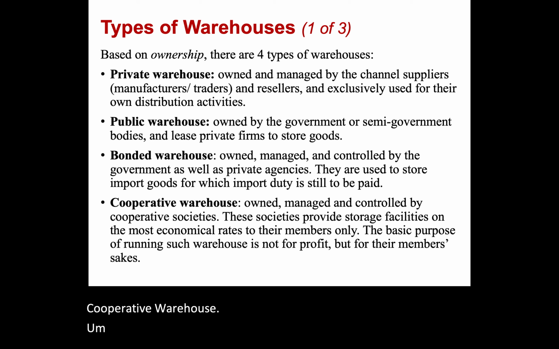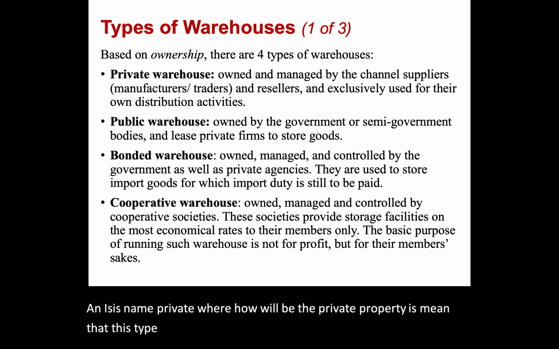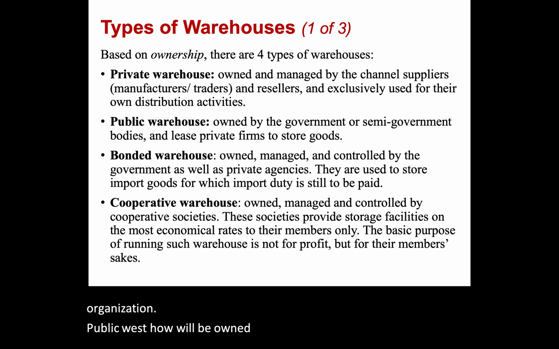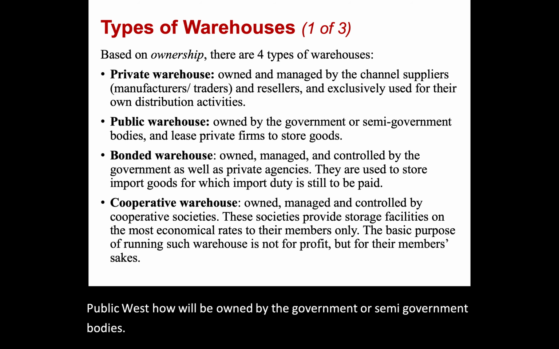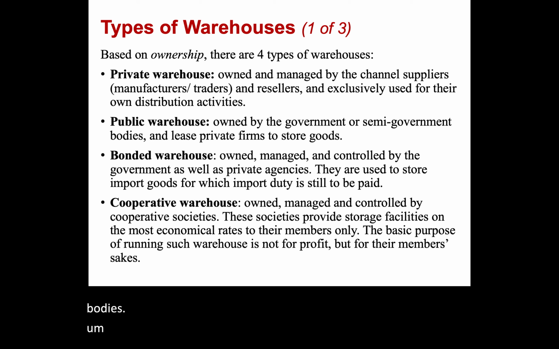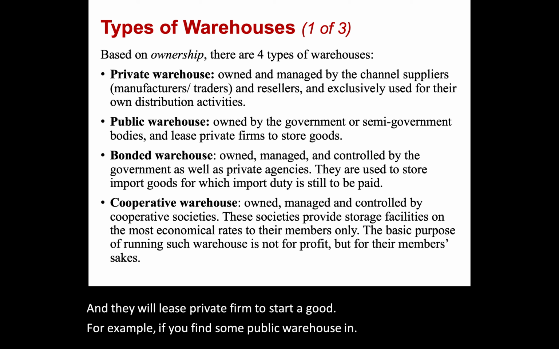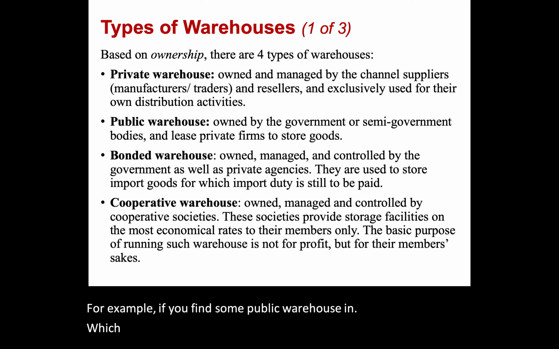As its name suggests, a private warehouse will be private property. It means that this type of warehouse will belong to some private company or organization. A public warehouse will be owned by the government or semi-government bodies, and they will lease to private firms to store goods. For example, if you look for public warehouses in Ho Chi Minh City, you can find the example of Tân Cảng warehouse.